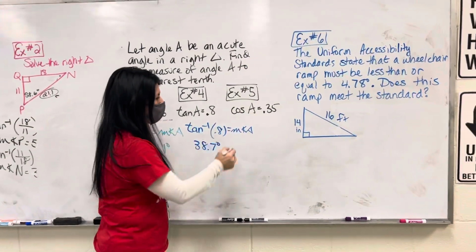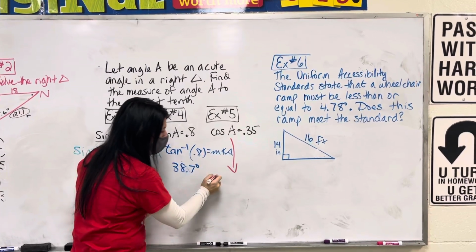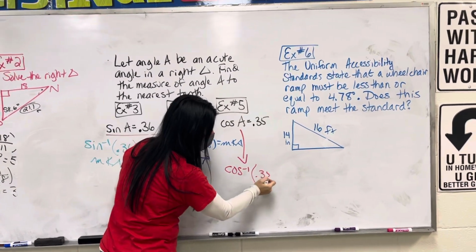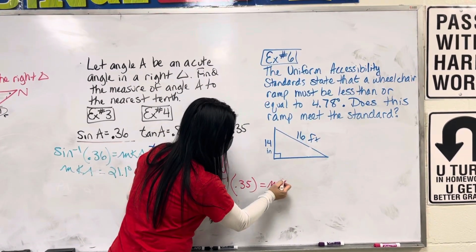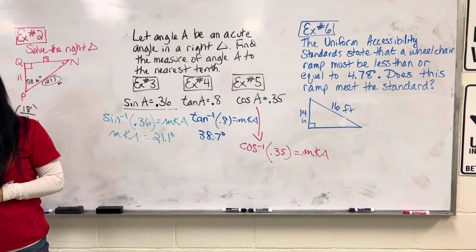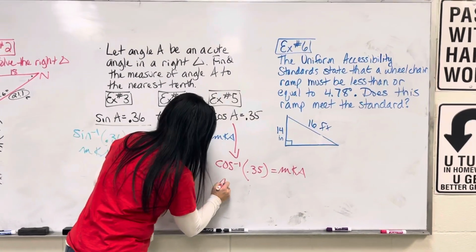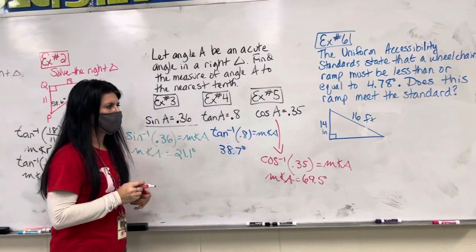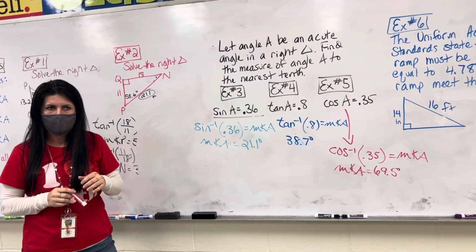Last one. Same kind of idea here. Cosine of angle A is 0.35, so in order to find that angle measurement, we're using our inverse. When I use my inverse cosine, my result is the measurement of angle A. So inverse cosine of 0.35. Does anybody have that measurement for me? 69.5. Thank you. So the measurement of angle A is 69.5 degrees. Before I move on to my application, are there any questions? Okay.